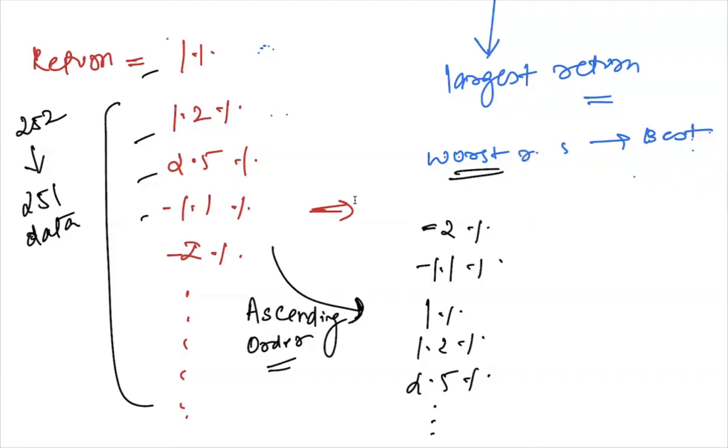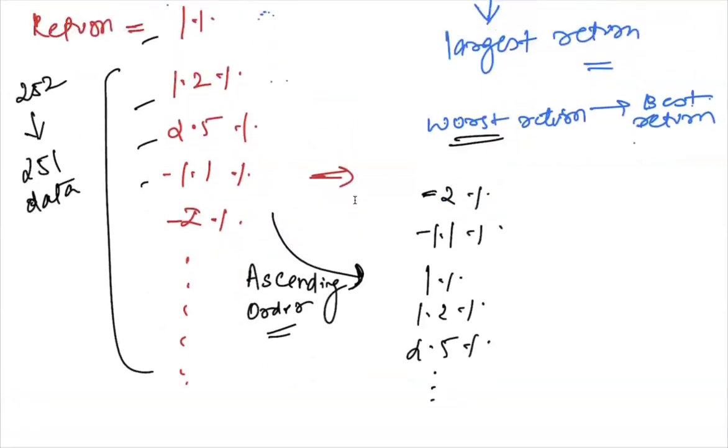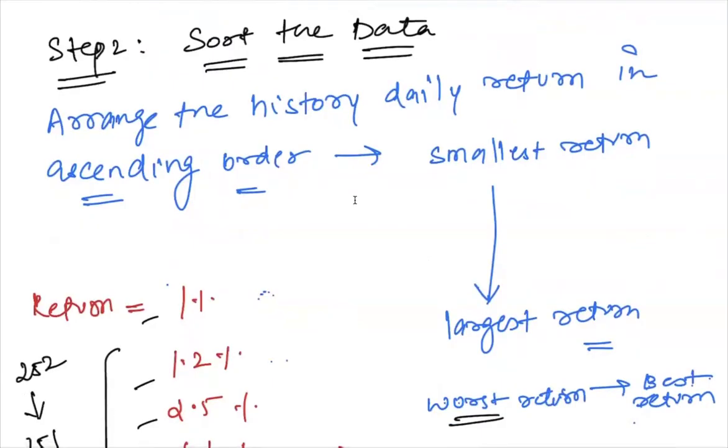Worst return to your best return. Okay, so this is how you basically convert your series into ascending order. Is this clear to everyone? So what you have to do is sort the returns. You need to sort the historical daily data, or you can say you have to sort the daily returns in ascending order from smallest to the largest return. Is this clear to everyone? Please tell.